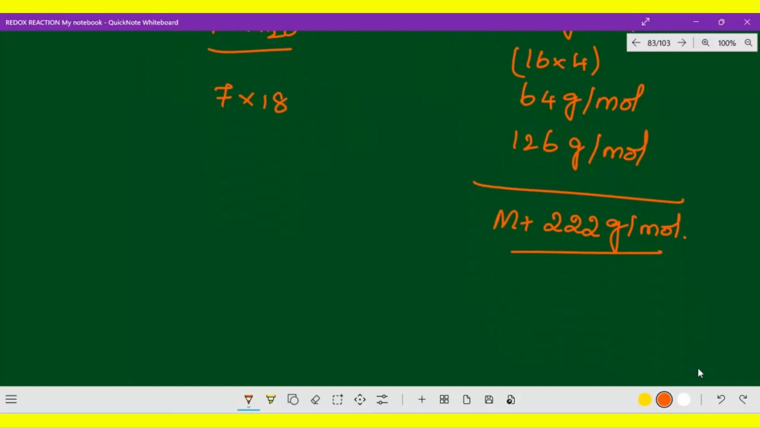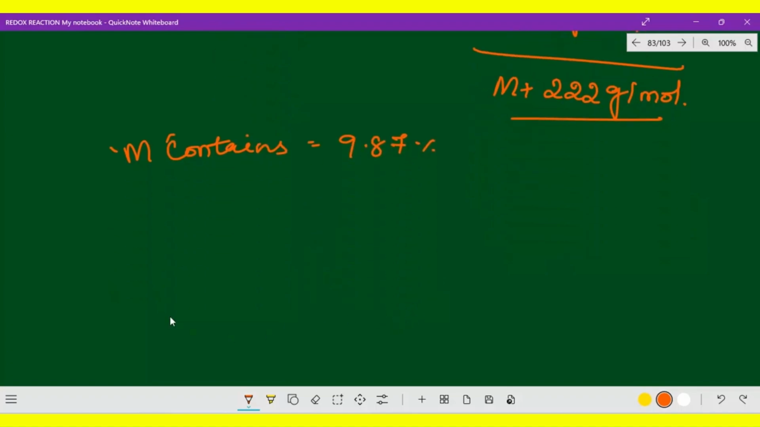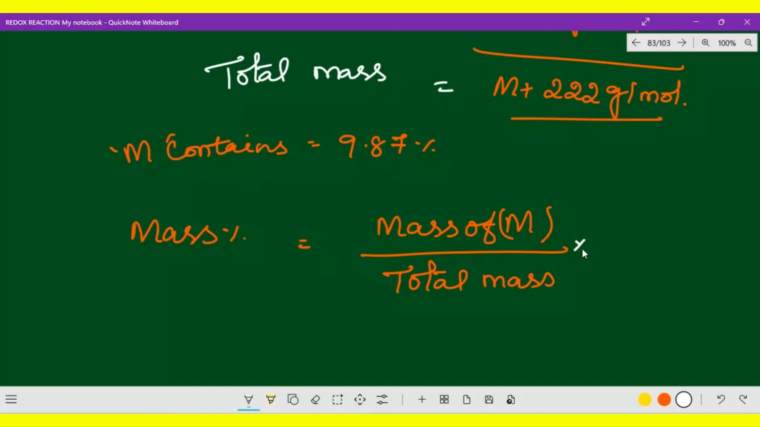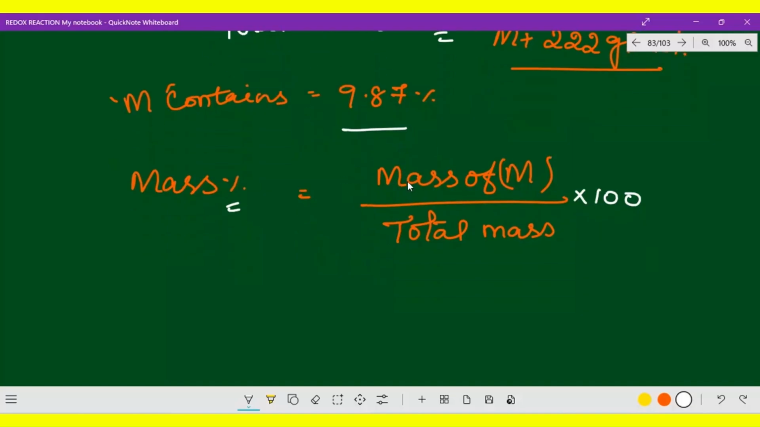Right, now let us find the mass percentage of M. M contains 9.87 mass percentage. Okay, so mass percentage is equal to the mass of metal M divided by the total mass, into 100. This is the total mass, right? Mass of metal, that is actually 9.87%. We can make it as a gram.